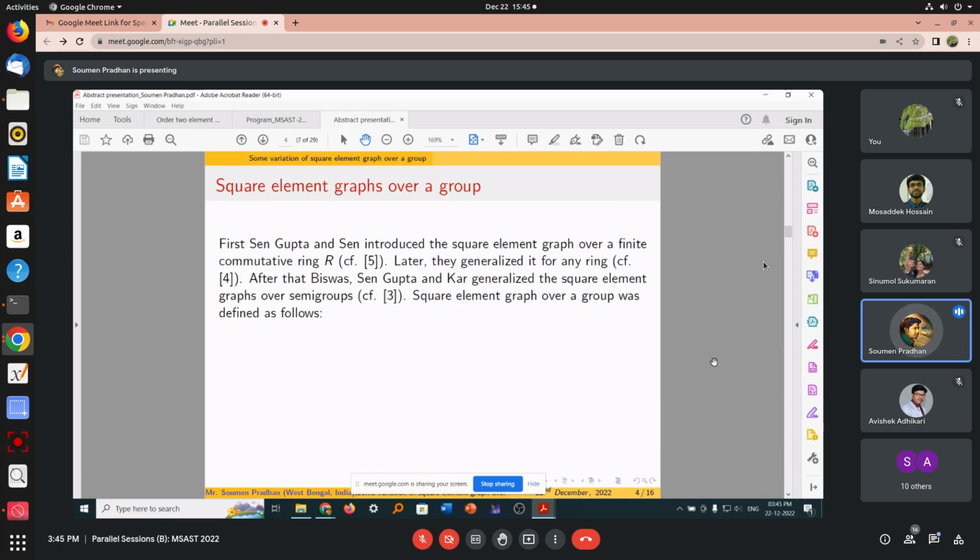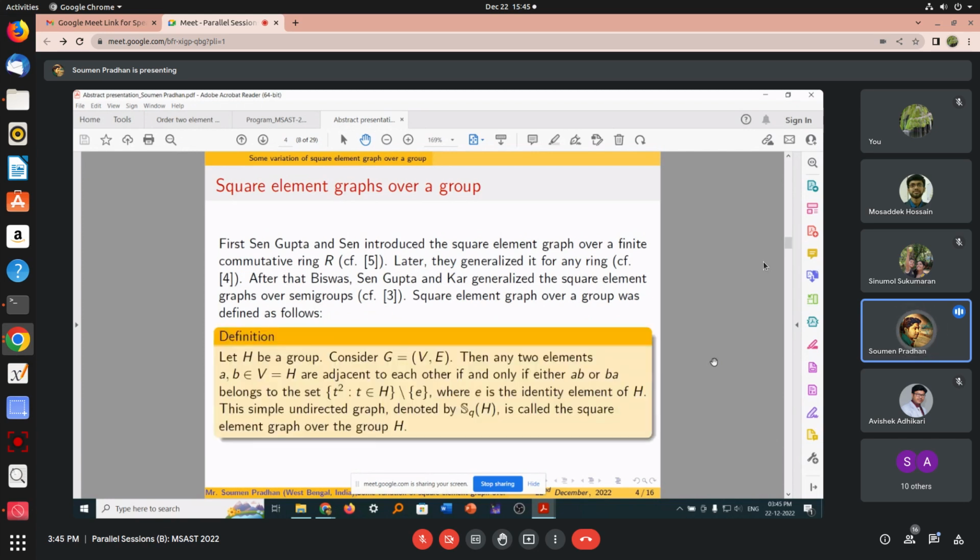The square element graph over a group was defined as follows. Let H be a group and let G be a graph with V as the vertex set and E as the edge set. Here we take H as the vertex set, the set of all elements of H. Then any two elements a, b belonging to V are adjacent if and only if either ab or ba belongs to the set T square, such that T belongs to H minus {e}, where e is the identity of the group H. This simple undirected graph is denoted by SQ(H) and is called the square element graph over the group H.